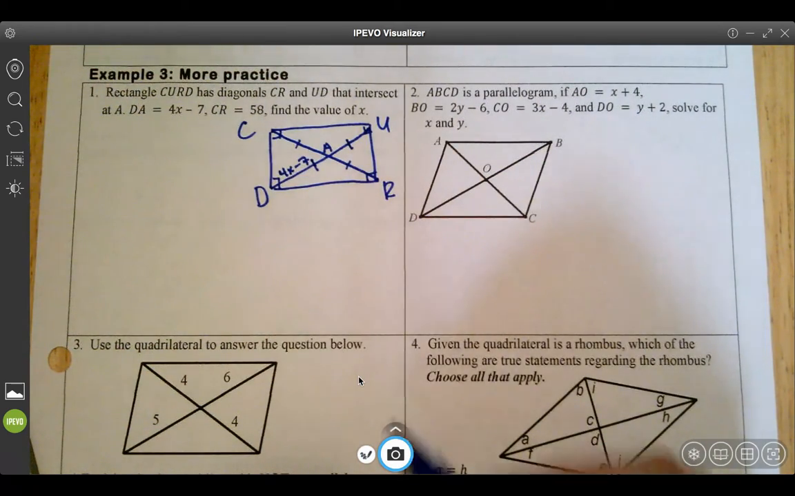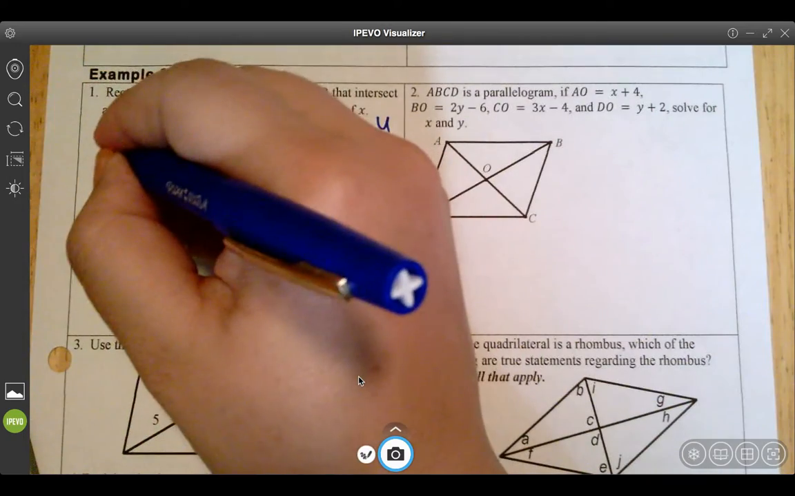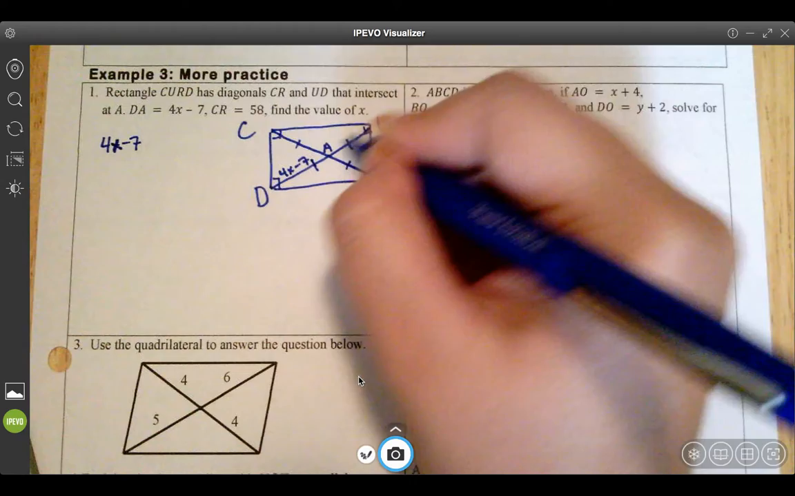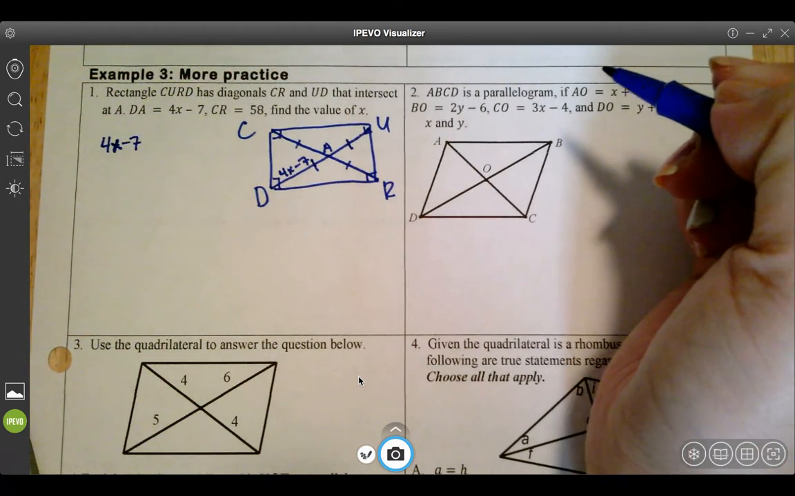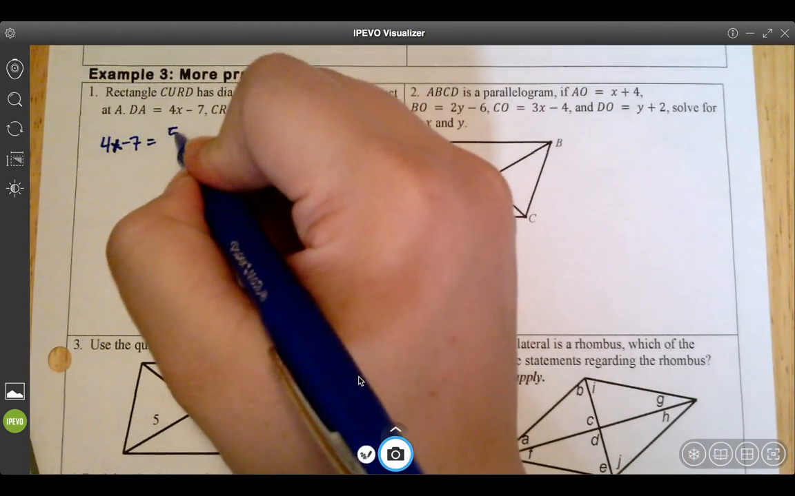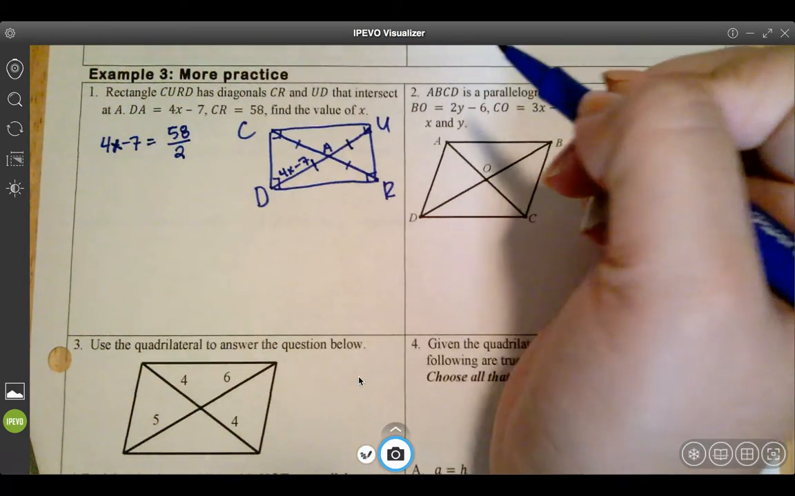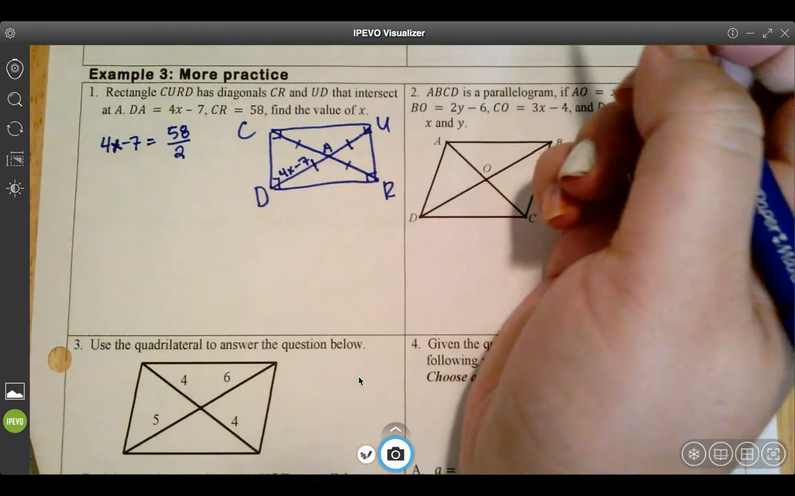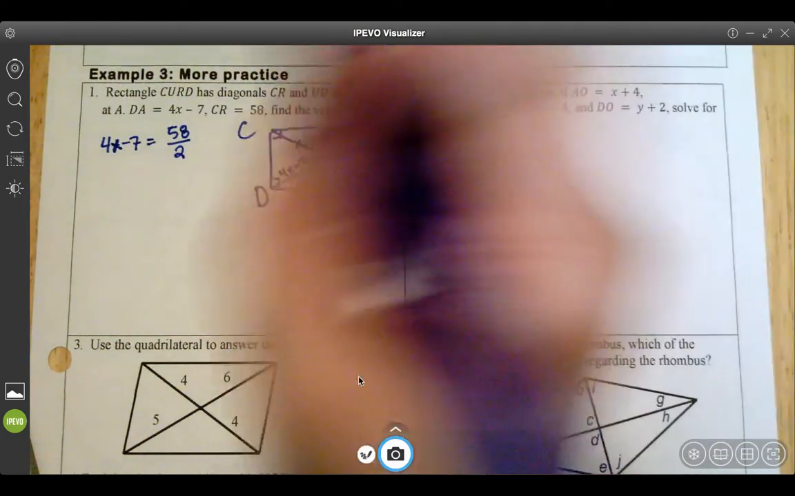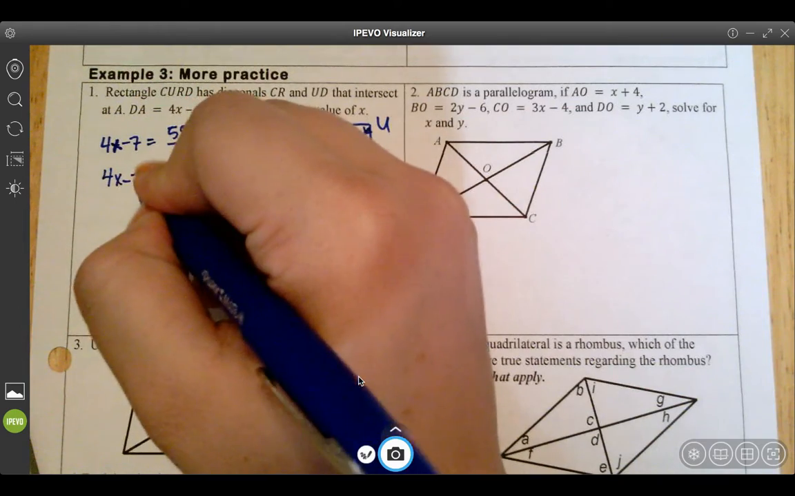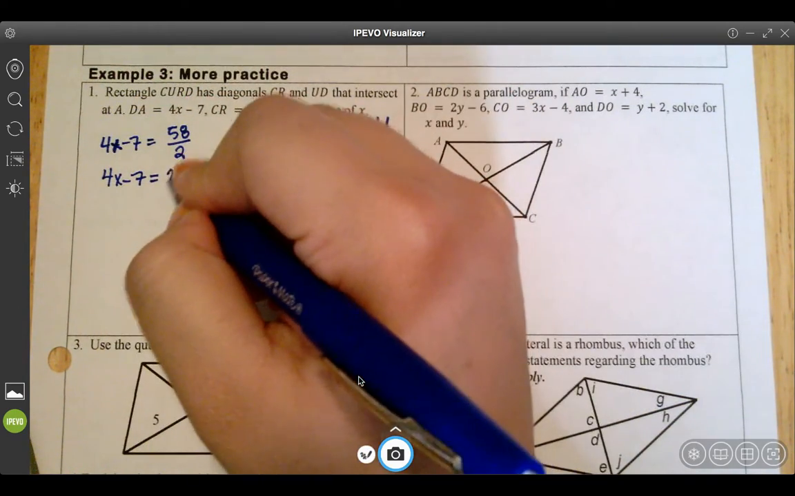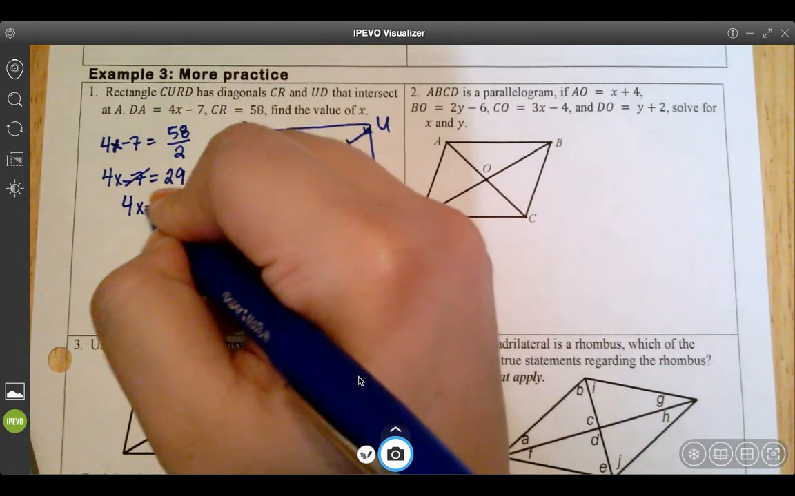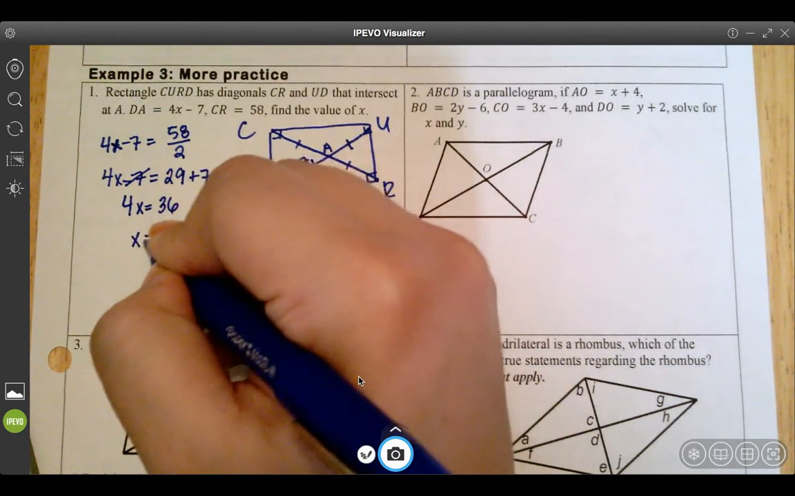So the way we can write that is we can either say that 4x minus 7 times 2, because there are 2 halves to each diagonal, equals 58. Or we can say that it equals 58 divided by 2. It's half of the diagonal. You get the same answer either way. I chose to do it this way because I'm dividing the side that doesn't have a variable. So 4x minus 7 equals 58 divided by 2 is 29, plus 7. 4x equals 36. x equals 9.